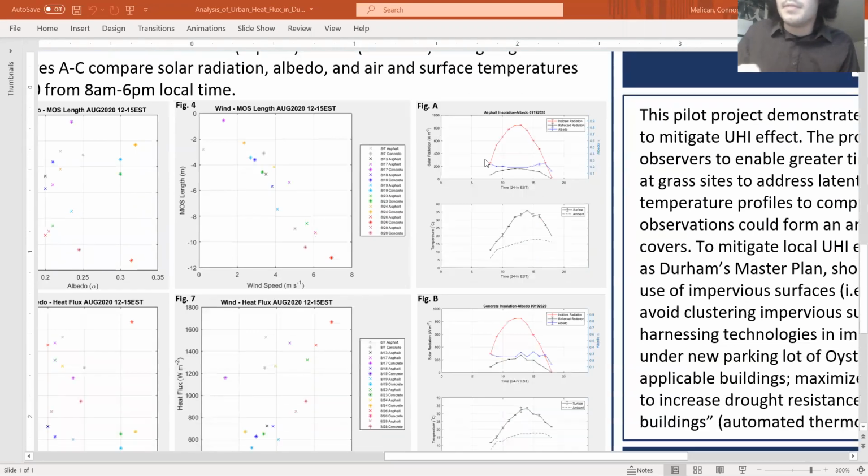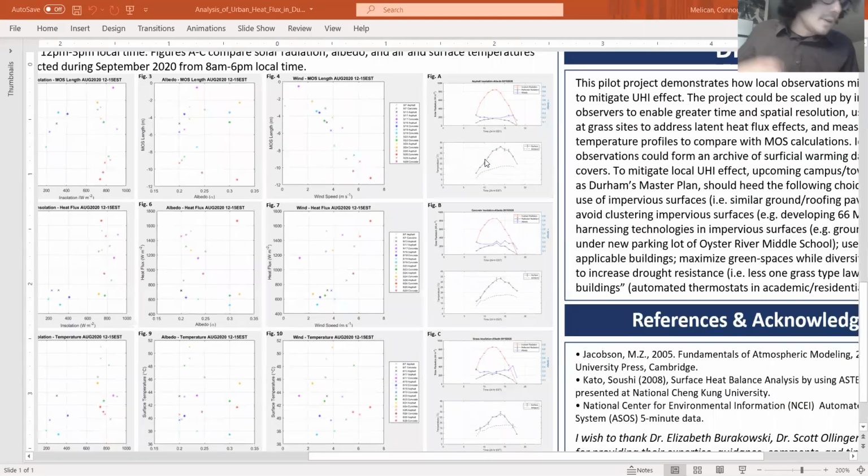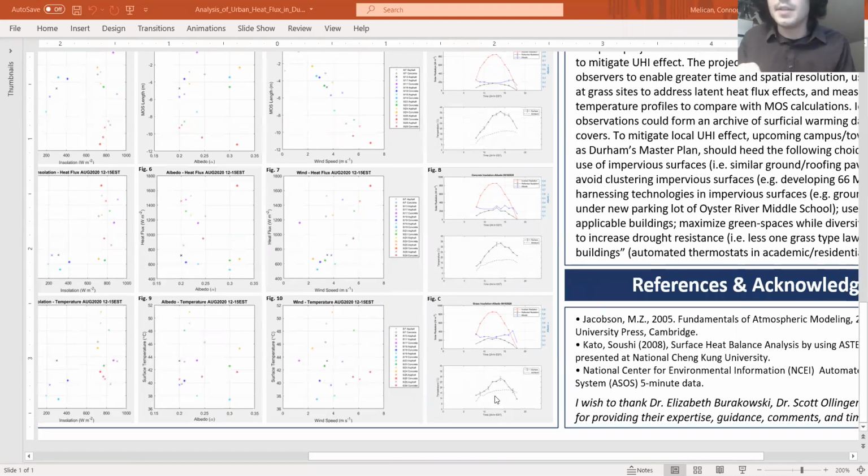Moving on, figures A through C are all various diurnal progressions of insolation at 3 different land cover types. Figure A is asphalt, B is concrete, and C is grass. The air and surface temperature at the grass site reached equilibrium far sooner than at both pavement sites. This is indicative of the urban heat island effect.